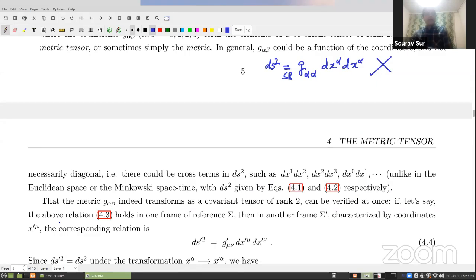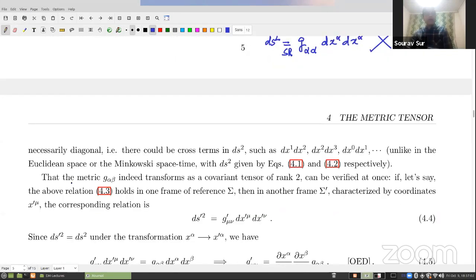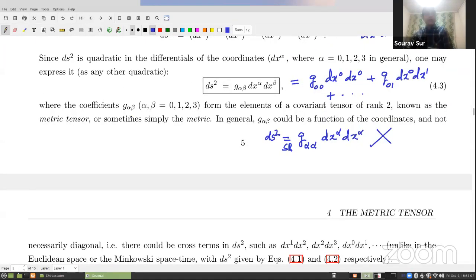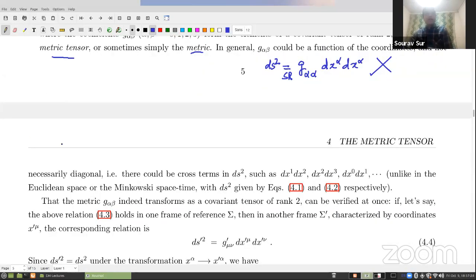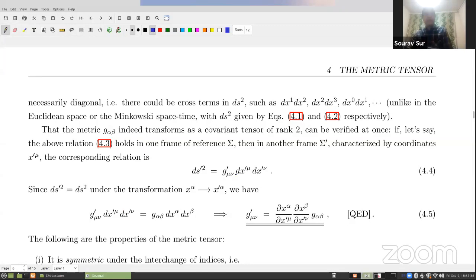And this is written here: what is known as G alpha beta, these coefficients are called the elements of a covariant tensor of rank 2, known as the metric tensor, or sometimes simply the metric. That the metric G mu nu indeed transforms as a covariant tensor of rank 2 can be verified, and the verification is given here. It can be verified straight away.